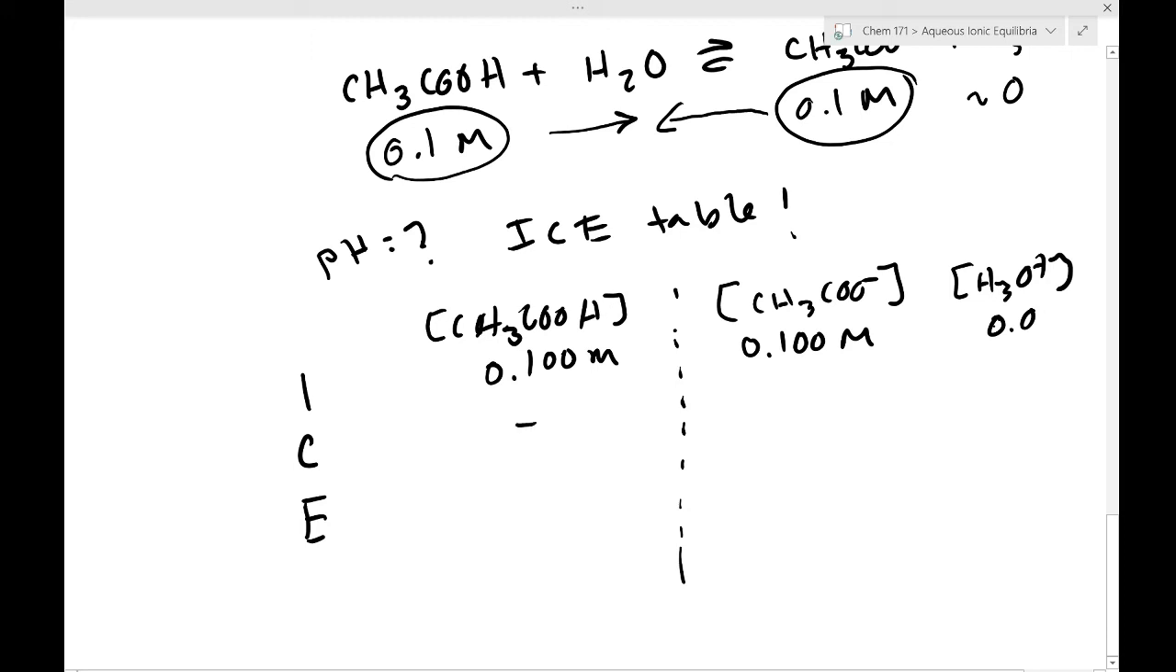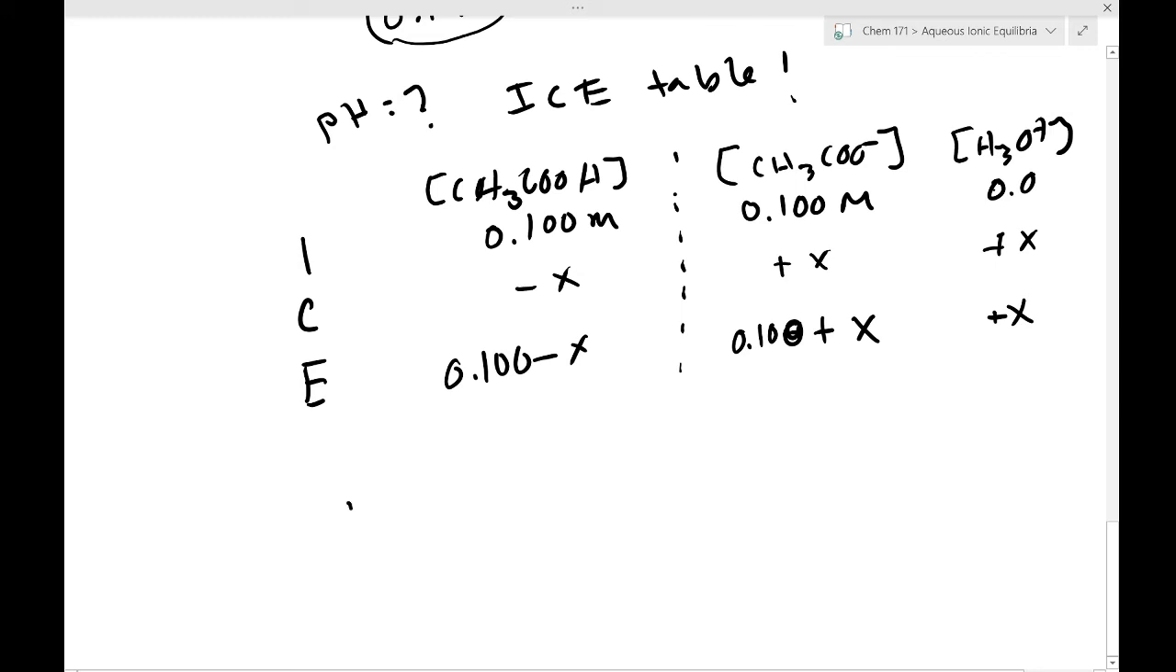The change will represent as the X is equal to the amount of H3O plus that we made. So we have to necessarily take away X from acetic acid, and we have to add X to acetate, and we have to add X to H3O plus. At equilibrium, we have 0.100 minus X, 0.100 plus X, and plus X for H3O plus.